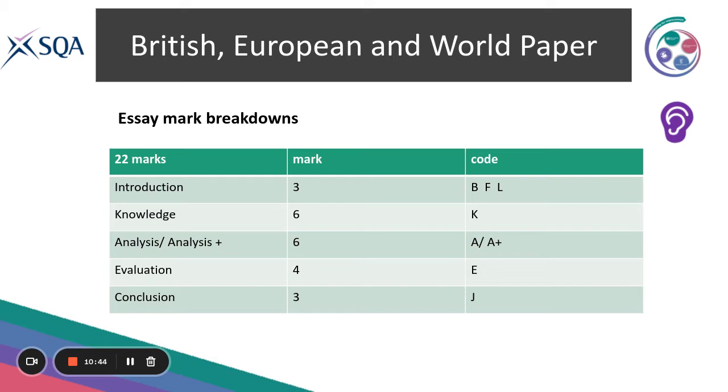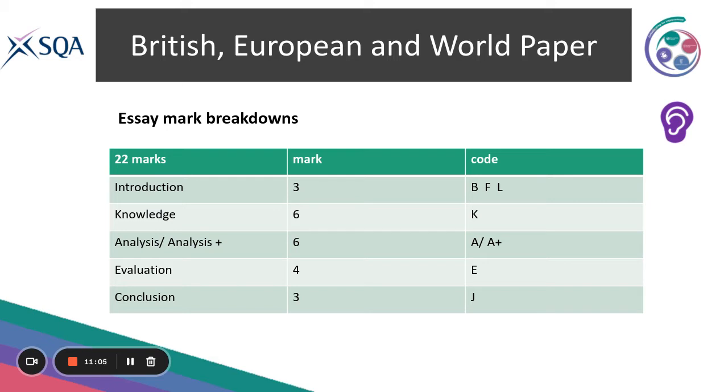Analysis plus is worth 6 marks. So that often can be written in your essays as A or A+, and it's really important to know the difference. An easy way that we teach our pupils is: analysis is this is important, and analysis plus is this is less important. Now, lots of schools do this slightly differently, so don't worry if this isn't the way that you're taught.